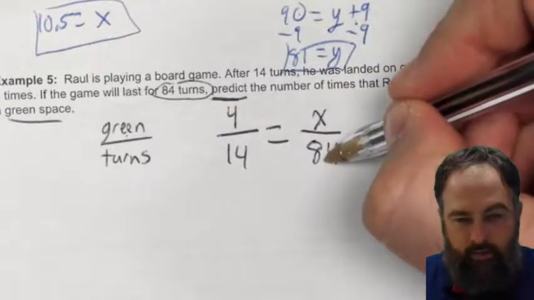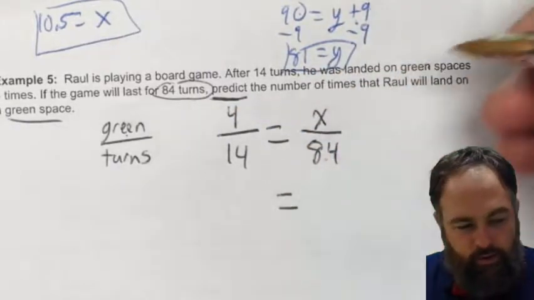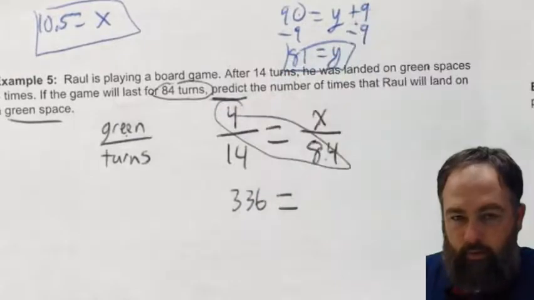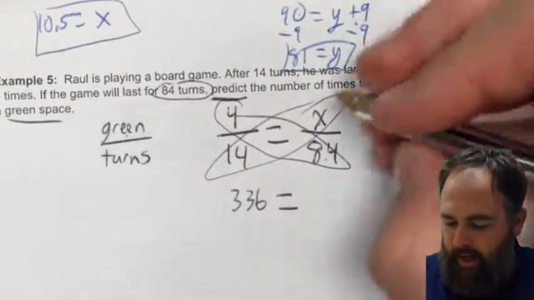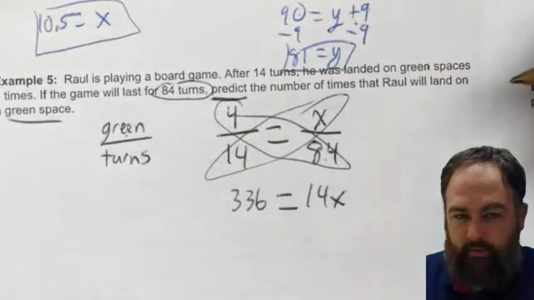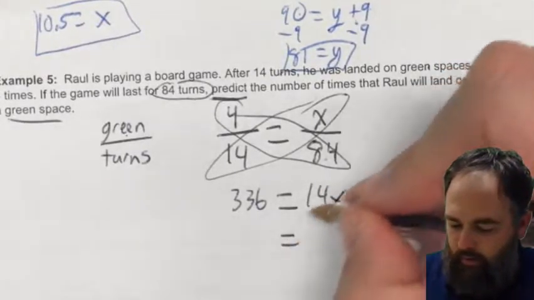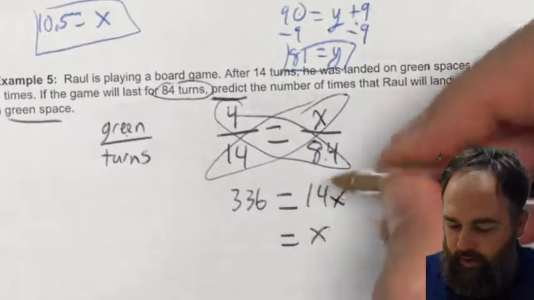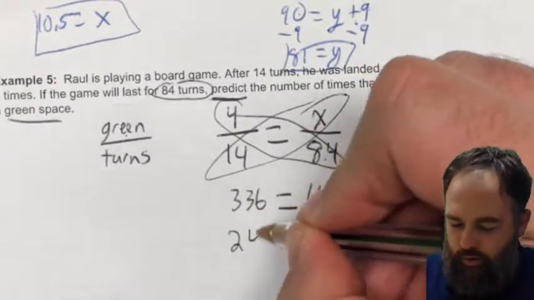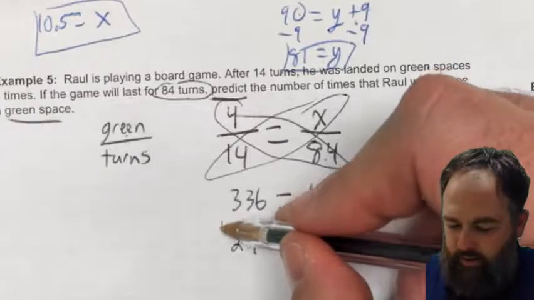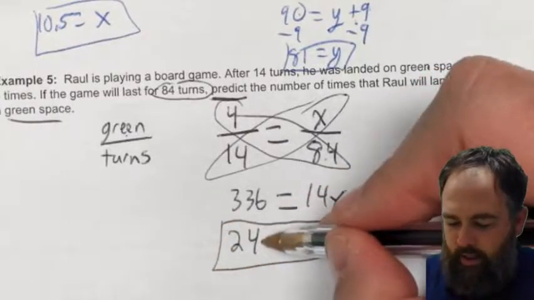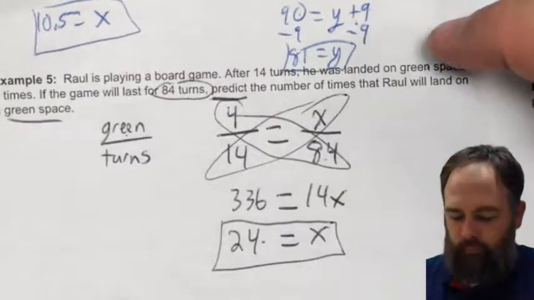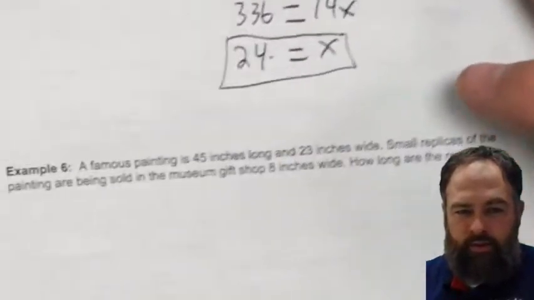4 times 84, do it in the calculator if you need to, but 4 times 84 is 336. 14 times x is 14x. Then our solve step, in this case we do need to divide. Divide by 14 gives me x equals 24. So I'm predicting that I'll hit green spaces 24 times in an 84 turn game. All right, example 6.